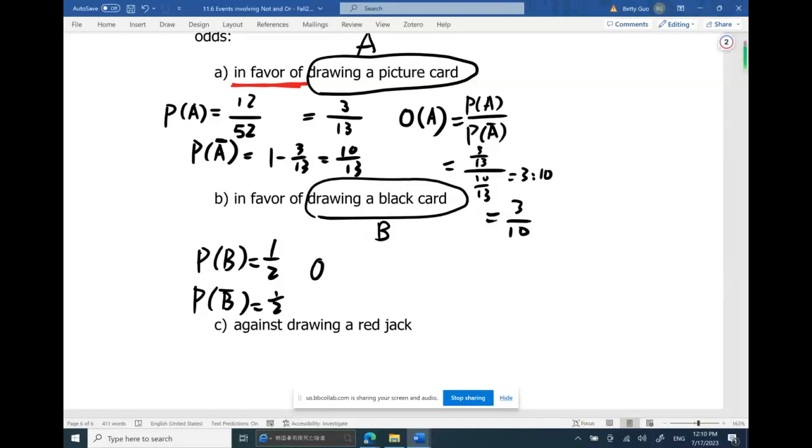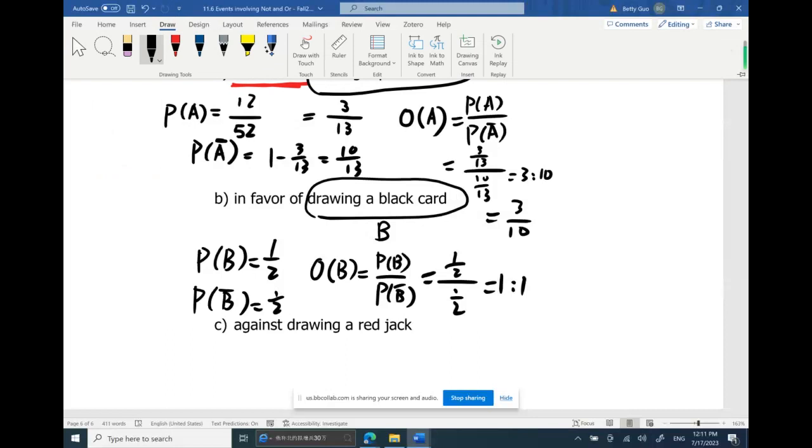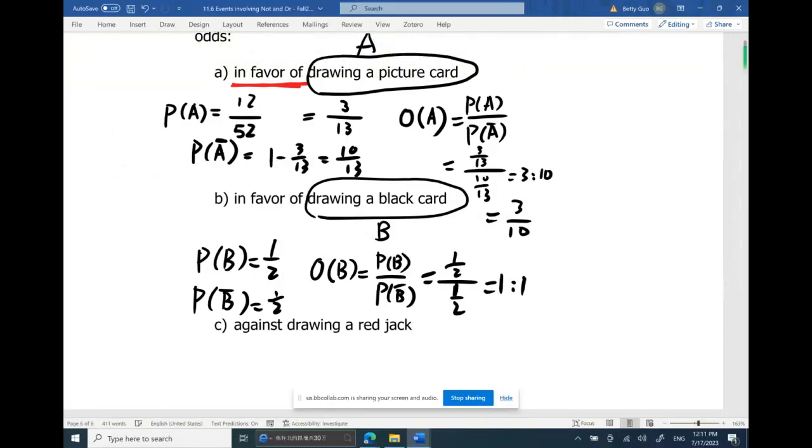Then what's the odds in favor of B? It's going to be P of B over P of B prime, or complement of B. So that would be 1 over 2 over 1 over 2, and that is 1 to 1. Yeah, the result could be just 1. Depends on how the question requires you to represent the result. But you need to know, again, it is a ratio.